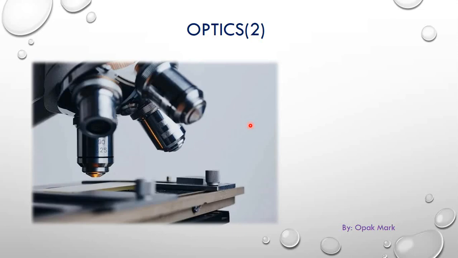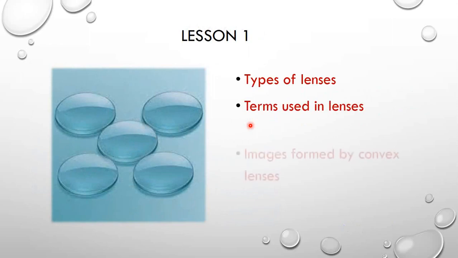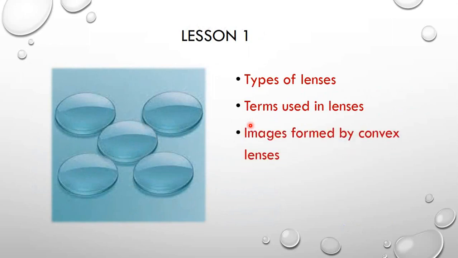In this second part, we are going to look at refraction through lenses, and then we shall look at the optical instruments. So in this lesson, let us look at the types of lenses, the terms used in lenses, and then images formed by convex lenses.